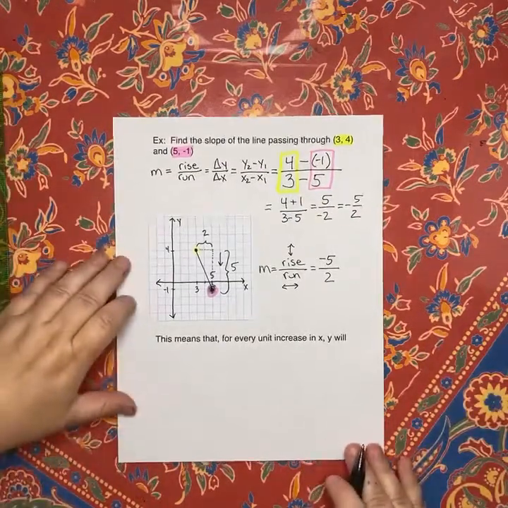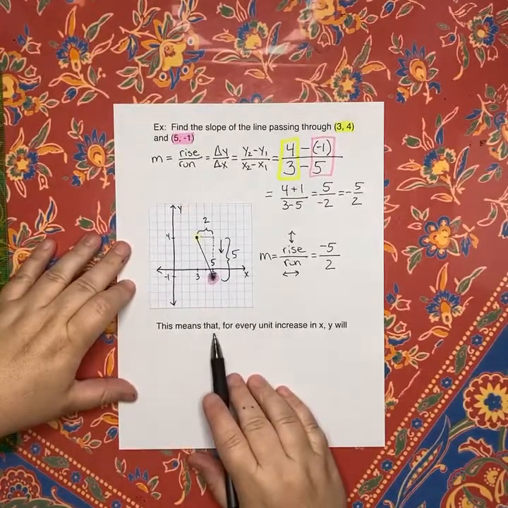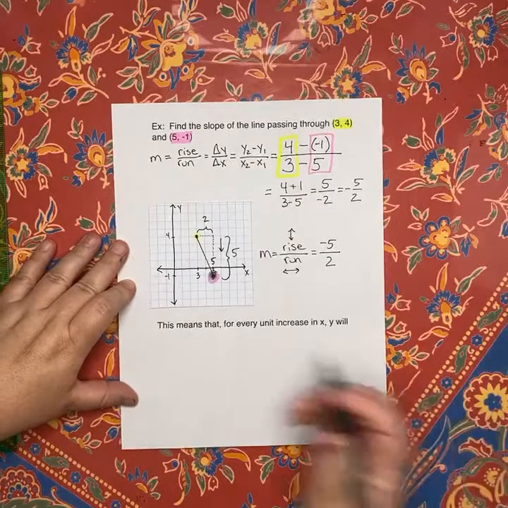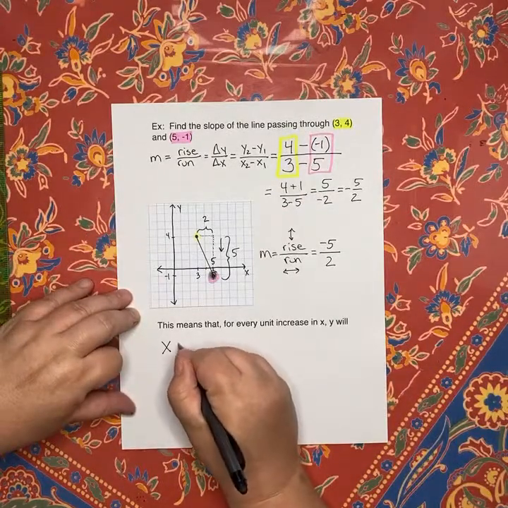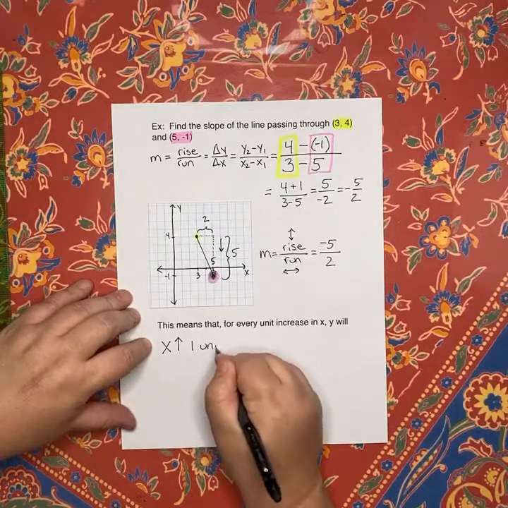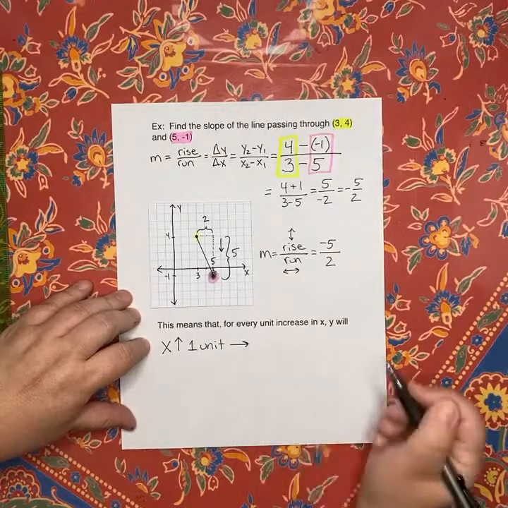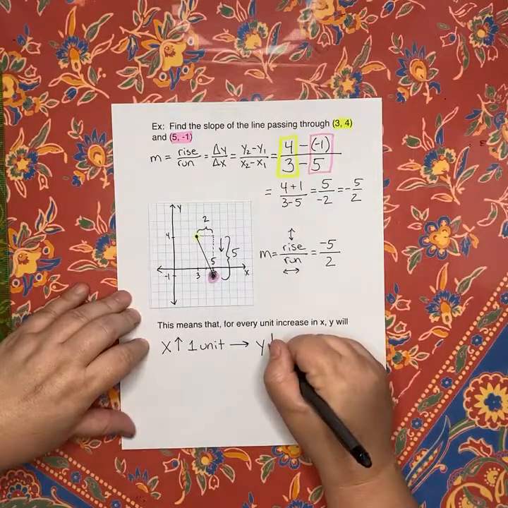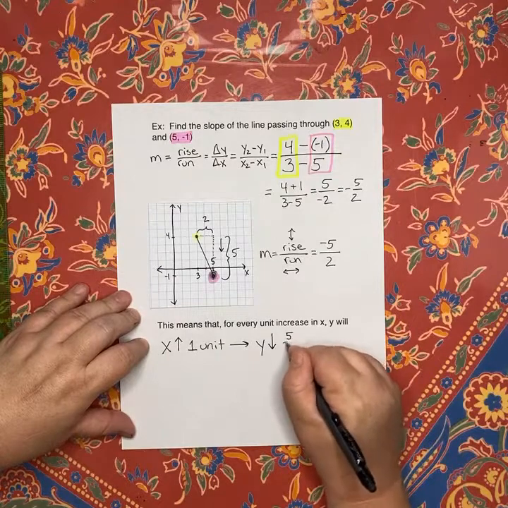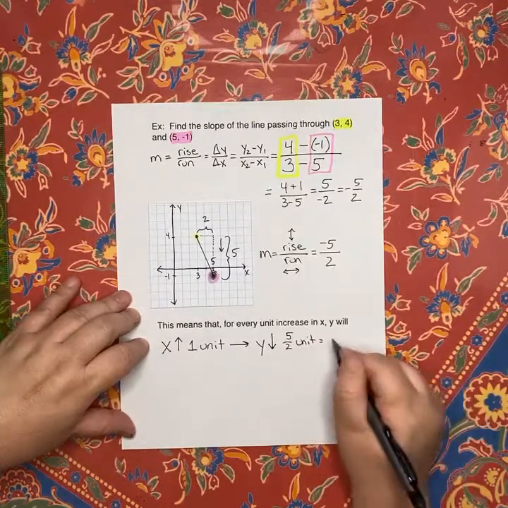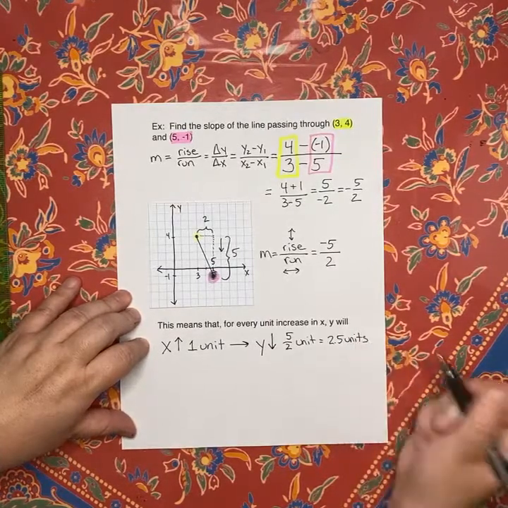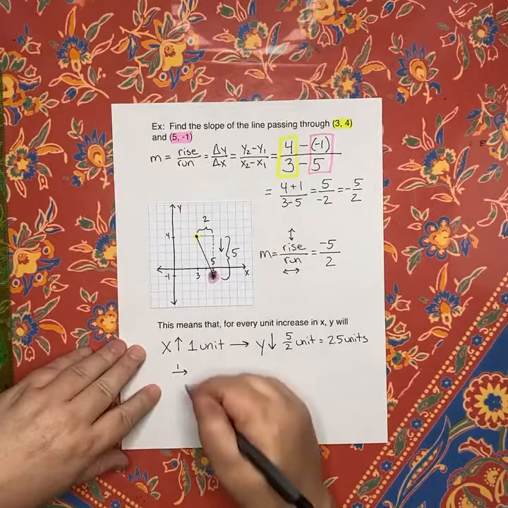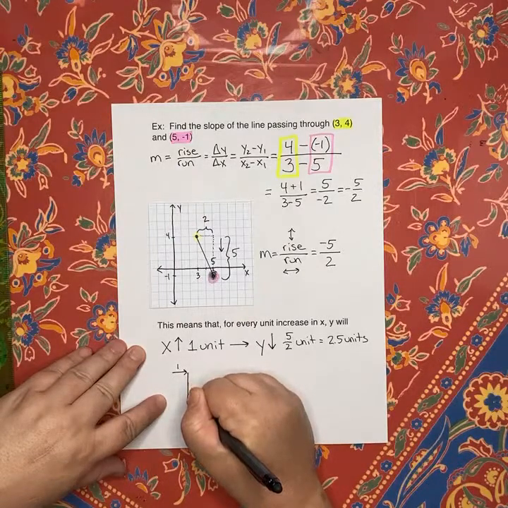Okay, so now, what does this mean? This means that for every unit increase in x, y will change. In other words, if x goes up by 1 unit, what will happen to y? Does y go up or down? Y goes down 5/2 of a unit, or in other words, 2.5 units. So for every time x moves over 1 unit, y is going to go down 2 and a half.